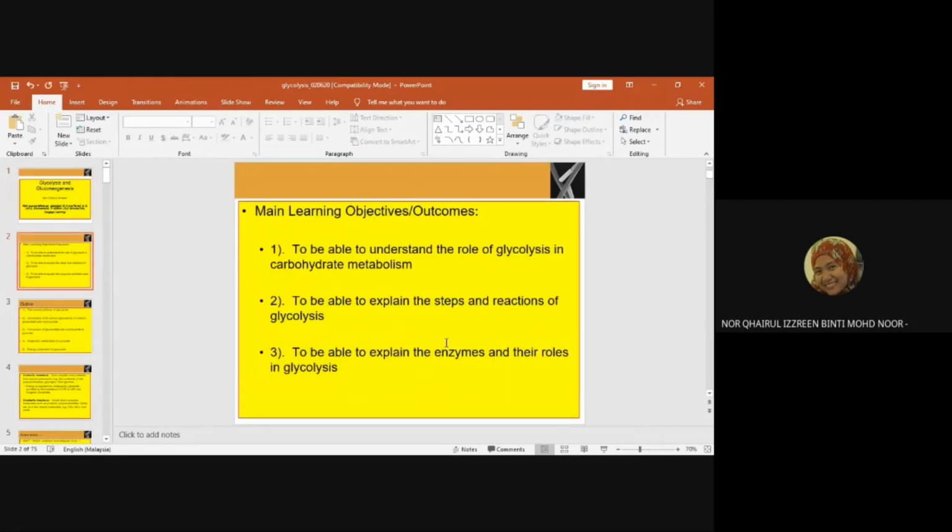The main learning objective today is first to be able to understand the role of glycolysis in carbohydrate metabolism. Second, to be able to explain the steps and reactions of glycolysis and the respective enzymes that are involved in the roles of glycolysis.